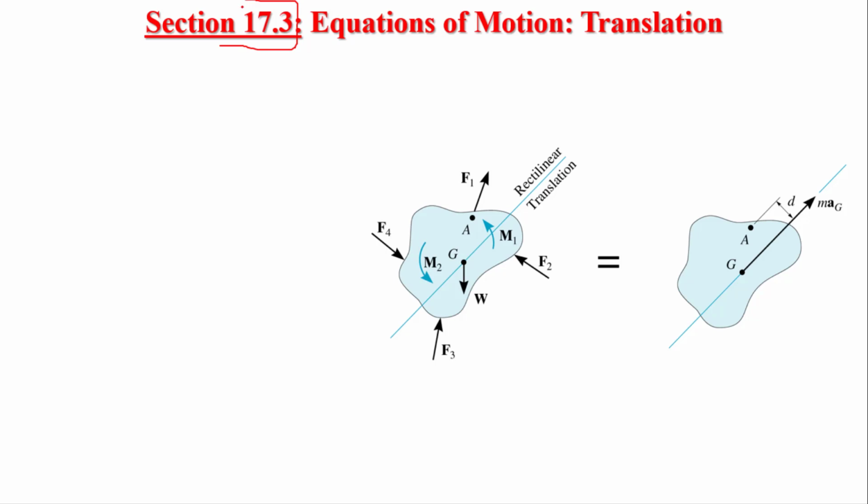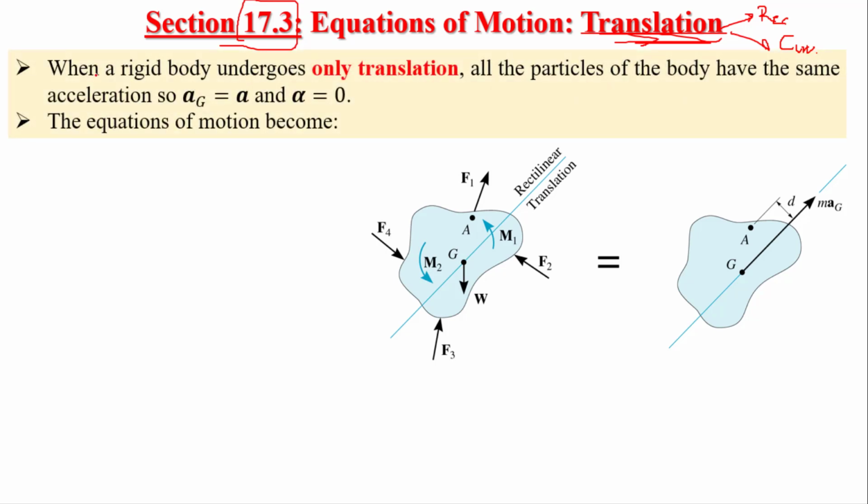For example, section 17.3 talks about translation. Translation could be rectilinear or it could be curvilinear. And we'll see the effect of this type of motion on the kinetic equation of motion. Now, when a rigid body undergoes only translation, all the particles of the body have the same acceleration. So I can write a_G equal to a, and alpha equal to 0.